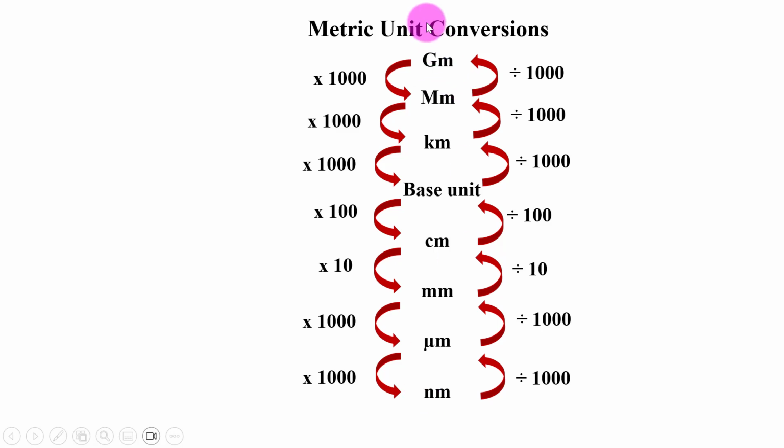Now you can have the tera up here, which is another 1,000, or you can also have the pico, which is another 1,000 smaller than nanometers or larger than the gigameters. But I just included the majority of what we're going to see in this course and in your homework.